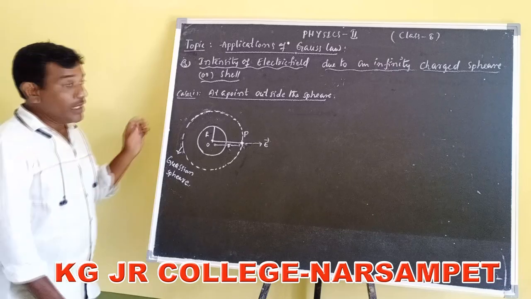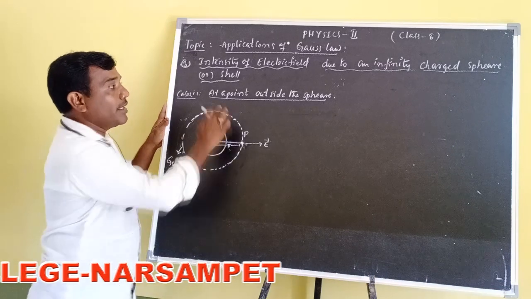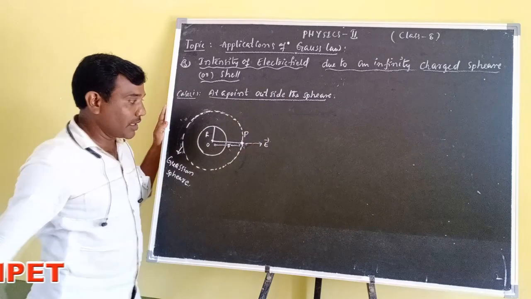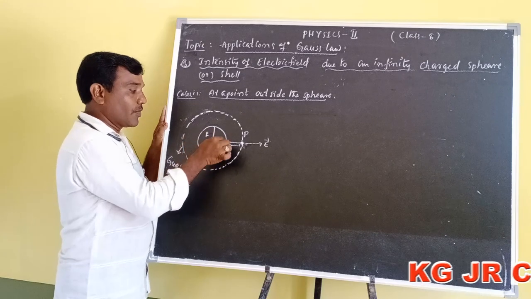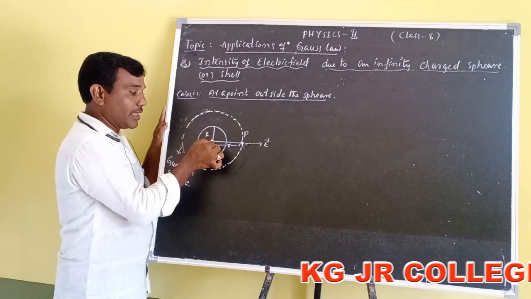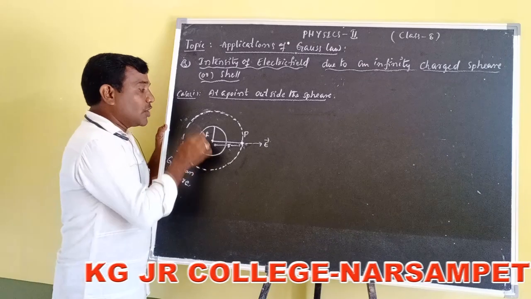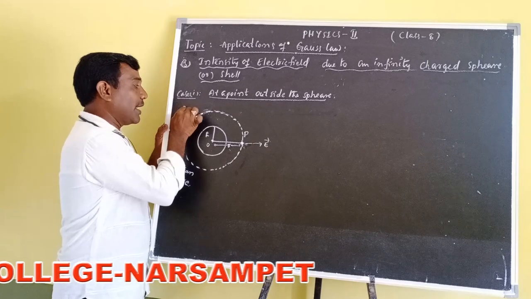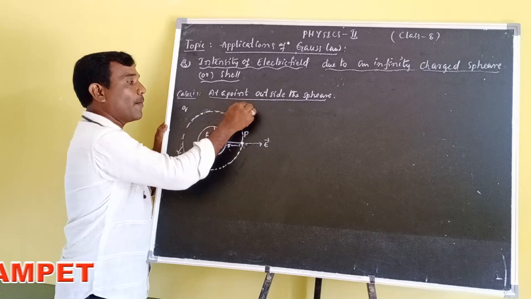Now there are three cases. The first case is a point outside the sphere. We consider a sphere of radius r and center O. The charge of this sphere is Q and the surface charge density is sigma.